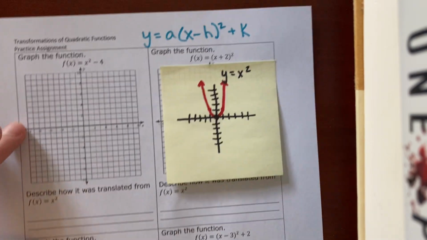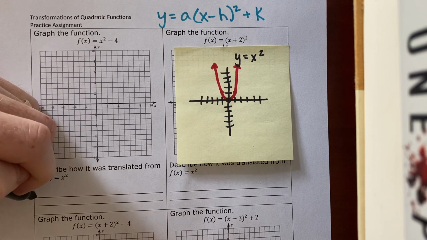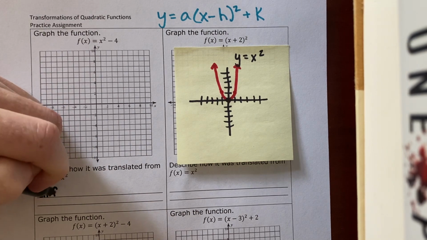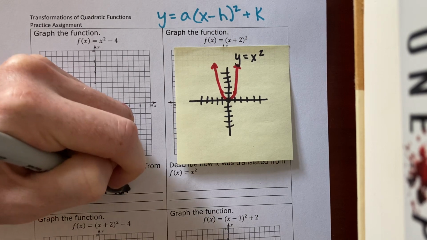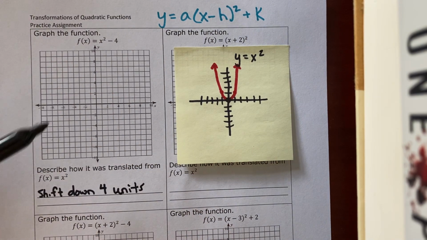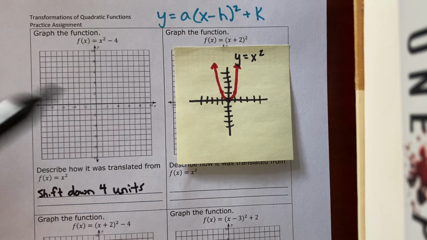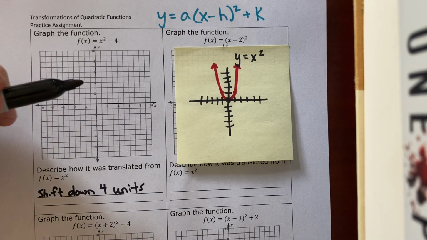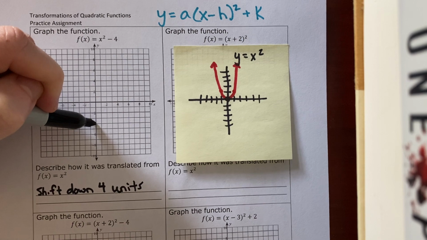Since it's a -4, I know it's going to go down 4 units. So down here on the bottom, I know it's going to shift down 4 units. So I want to say that in words. That is how this equation is different from this one, which is this graph right here. All right, so all I have to do is, instead of starting at (0, 0), since I shifted down, I'm going to start at (0, -4).